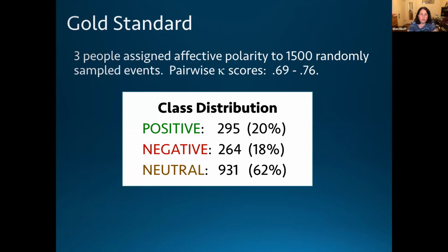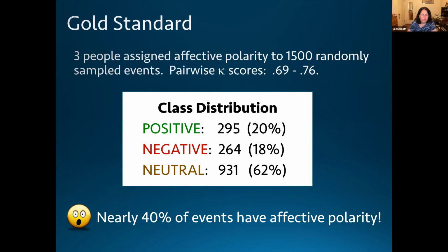So it turned out that 20% of them had positive polarity, 18% of them had negative polarity, and 62% had neutral polarity. And you might look at that at first and say, well, the majority are neutral, which is true. On the other hand, we were actually really surprised that nearly 40% of events have positive or negative affective polarity. And that was far more than we expected, actually. And it gives you a good sense of just how common these affective events are. They're truly everywhere. Okay, so hopefully that motivates the need to really try to recognize the polarity of events.